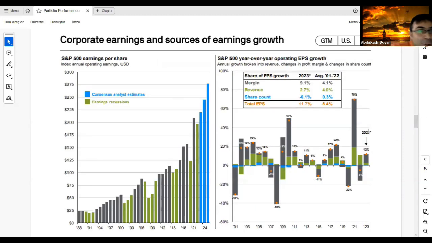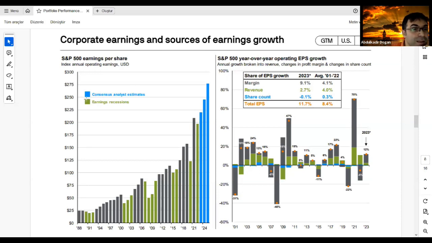And please look at these corporate earnings. Corporate earnings means companies like Tesla, okay? Not the government stocks, not the fixed income securities, but the corporate earnings of the corporate firms or private sector companies that we see, and the sources of earnings growth. On the left-hand side, I have the S&P 500 earning per share, meaning the EPS for the S&P 500, and it is the index annual operating earnings, annualized operating earnings in United States dollars.